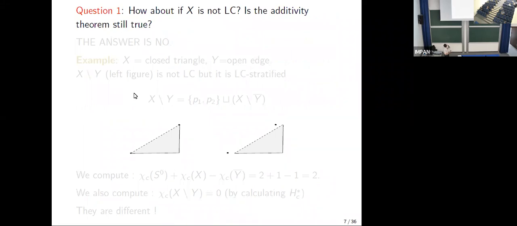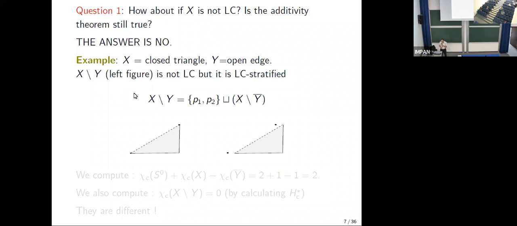Now comes something that I was not aware of, shocking. If X is not LC, is the additivity theorem still true? Obviously the answer is going to be no, otherwise there'd be no object to the talk. So the answer is no, and one should be a little careful. Look at the space I have, which is this triangle with these two points. It's a full triangle, and you remove this. The part of the boundary that is in the complement is not closed. To be locally compact, the part of the boundary that is in the complement should be closed. That's not the case.